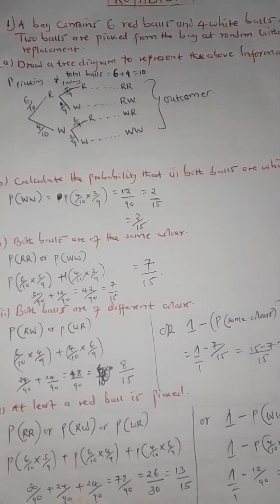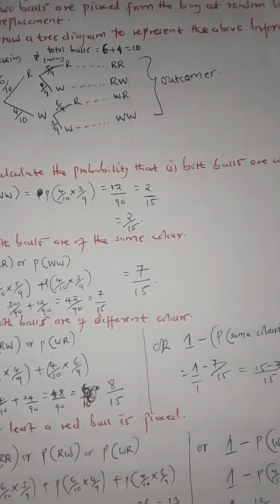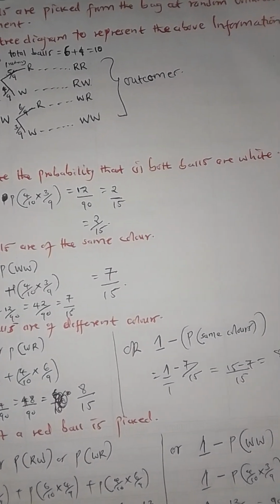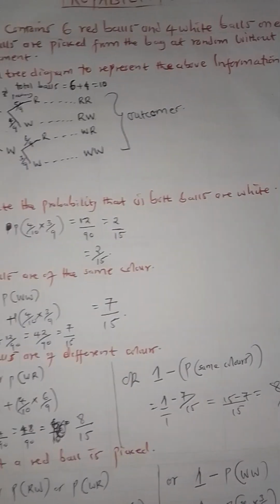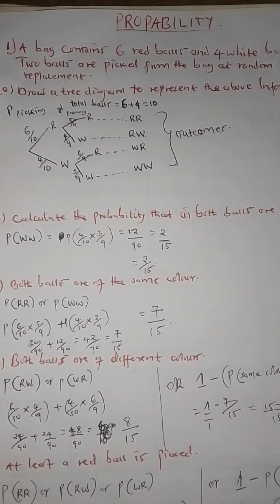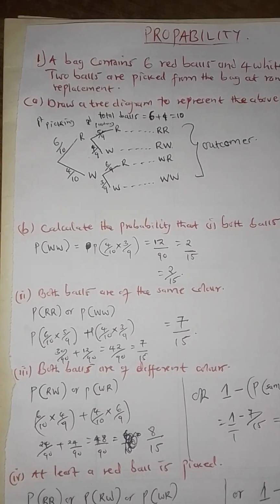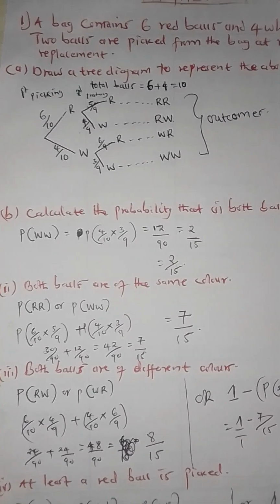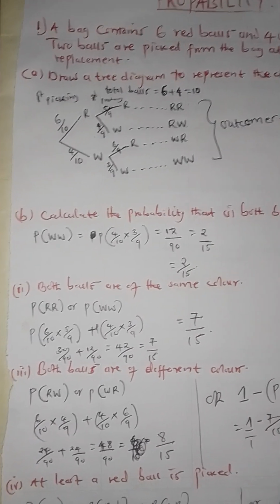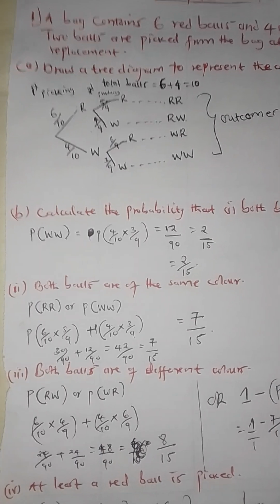Question B. Calculate the probability that, Roman 1, both balls are white. So we need to find the probability where we have only white balls. And from our outcomes, you can see that white white, then you follow that chain so that you can find the probability.